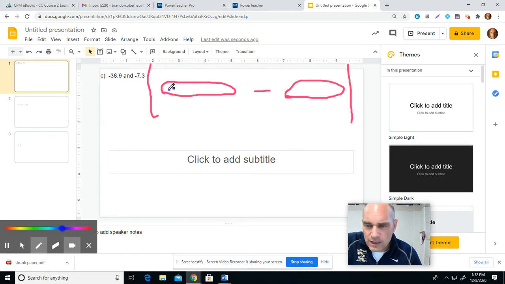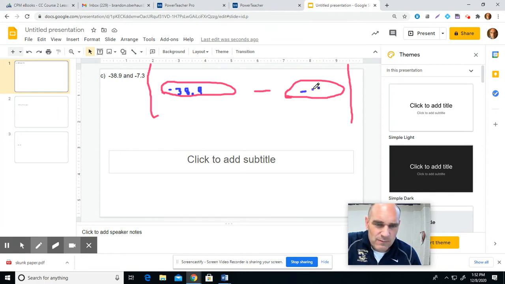So we take one of the points, so negative 38.9, and the other point is negative 7.3. All right, so now we've taken the 2 points, we put them in here. Remember, we always put a subtraction between them, or an opposite of between them. And so now we go through and do the math. The opposite of a negative 7.3 is a positive 7.3.